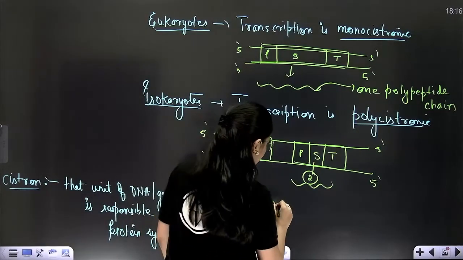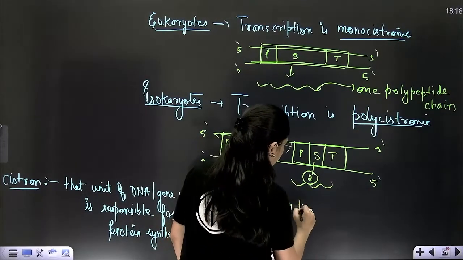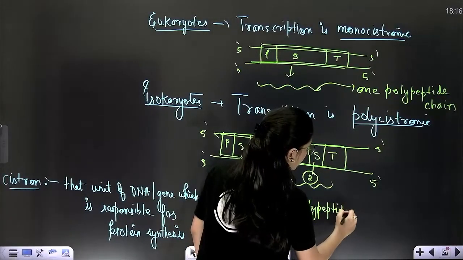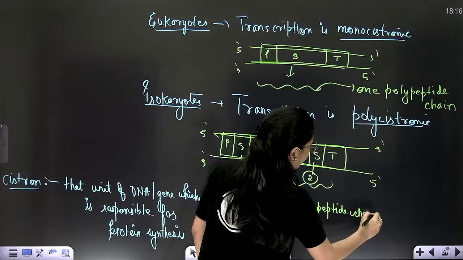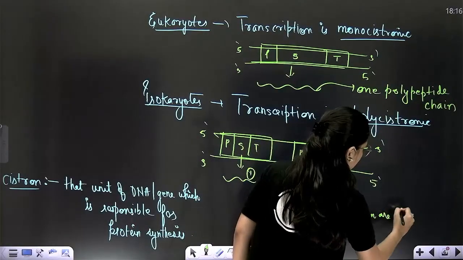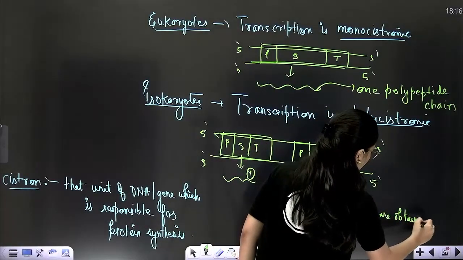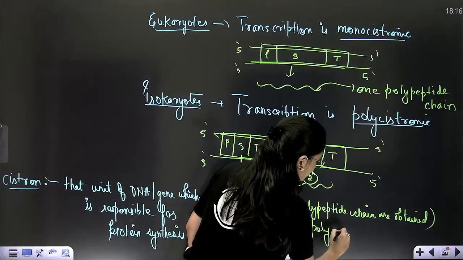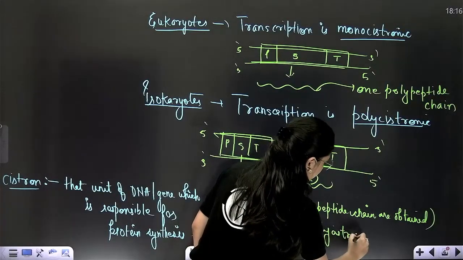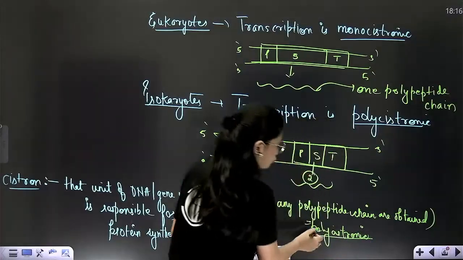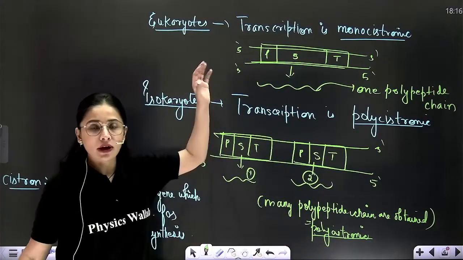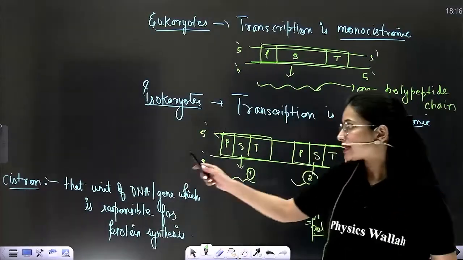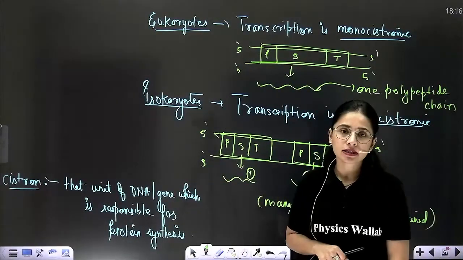So it is basically many, more than one polypeptide chain are obtained. So this is polycistronic, right? So I have to remember that eukaryotes are monocistronic, whereas prokaryotes are polycistronic.